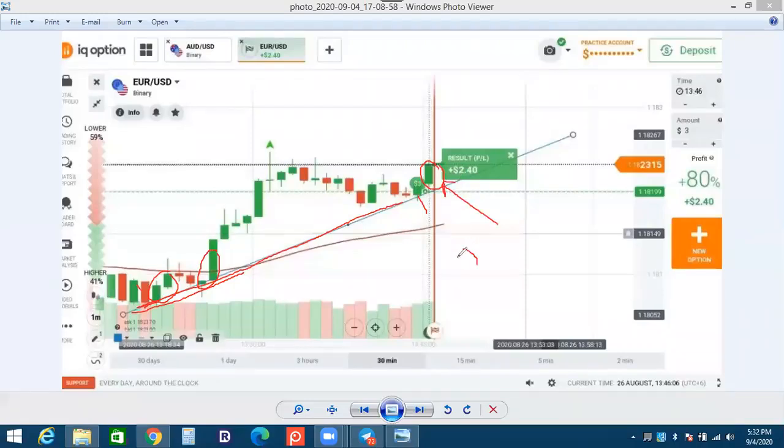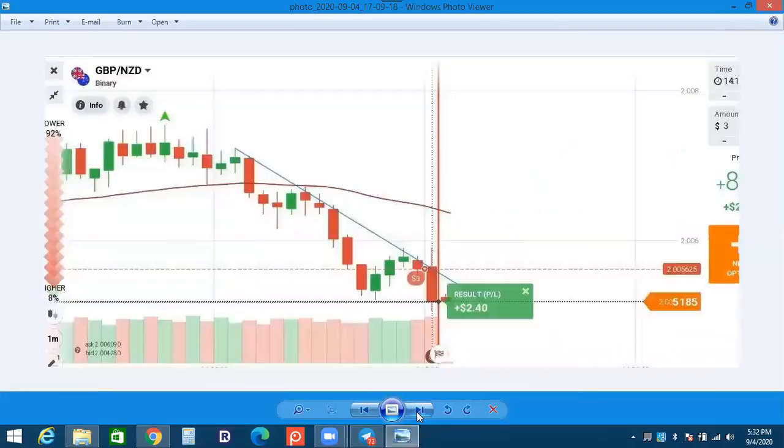So this strategy will work 90% sure. How to avoid the trade? Okay, I will show you some more examples, then I will tell you.